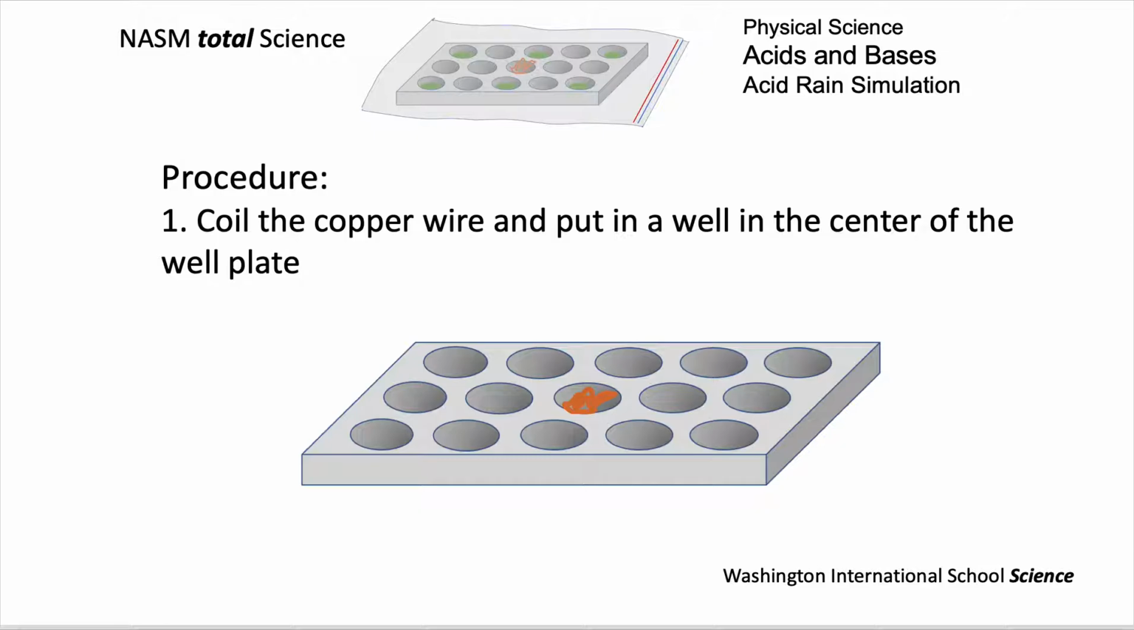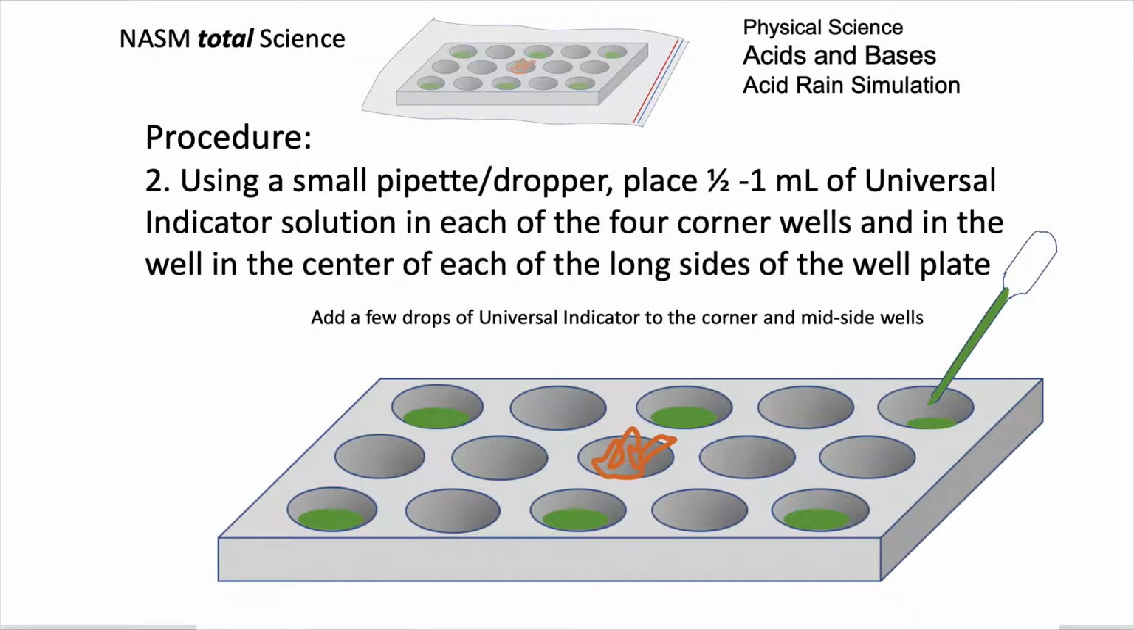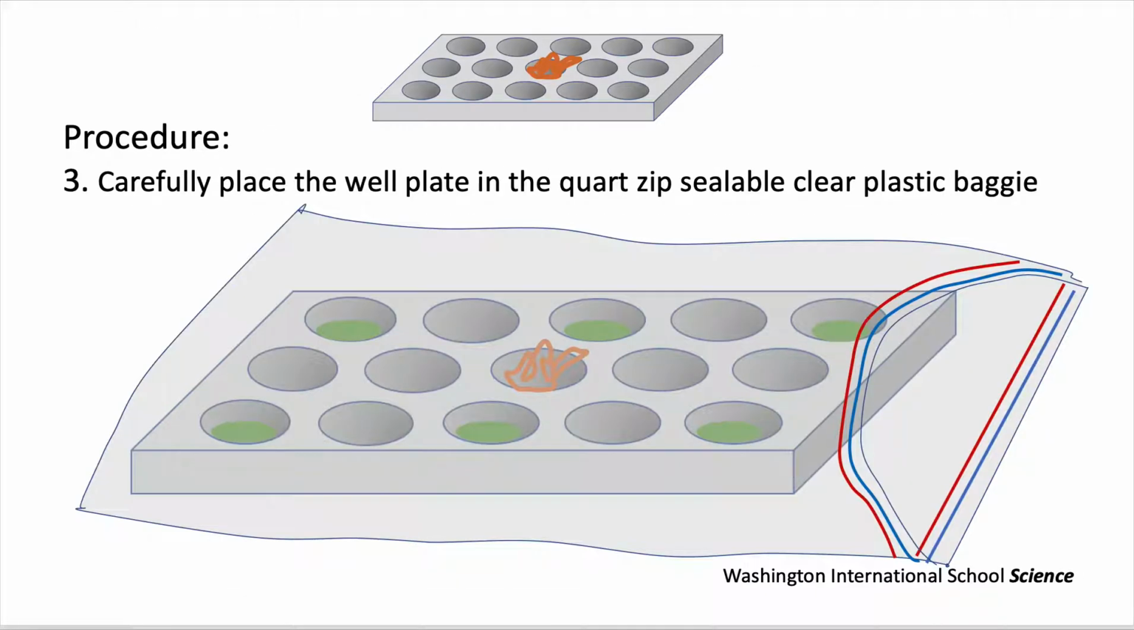I'm going to use copper turnings and put it in the center well of a well plate. And then we're going to use a dropper to put 6 half to 1 mil portions of universal indicator in the corners and the ones adjacent to the copper turnings.